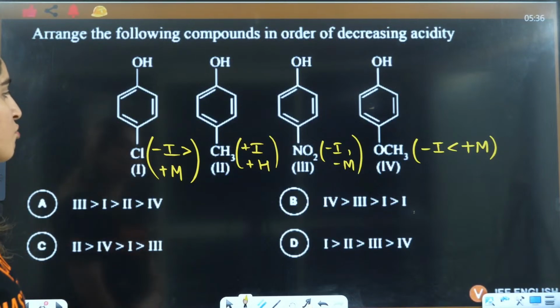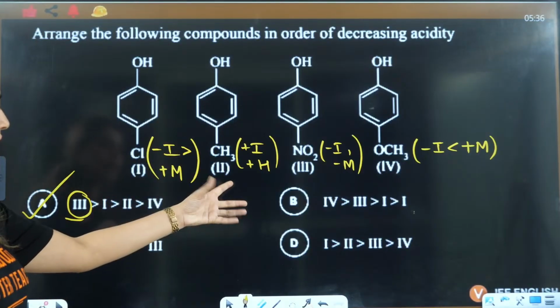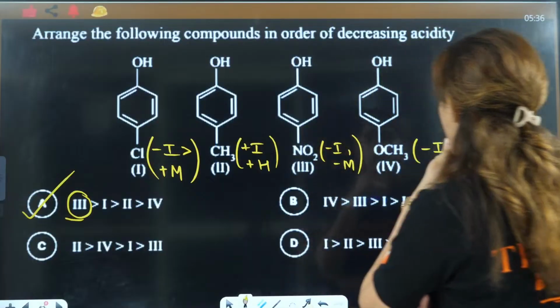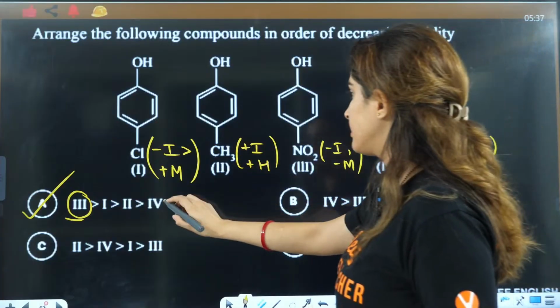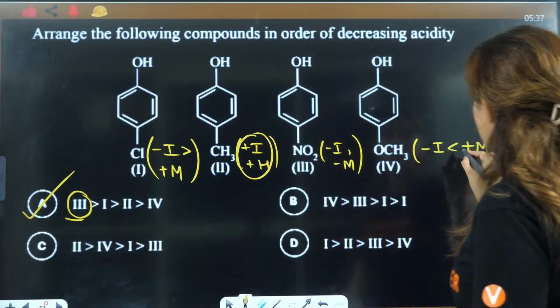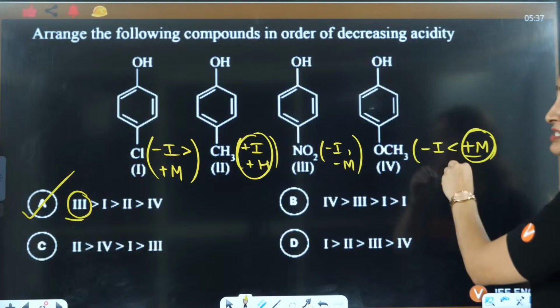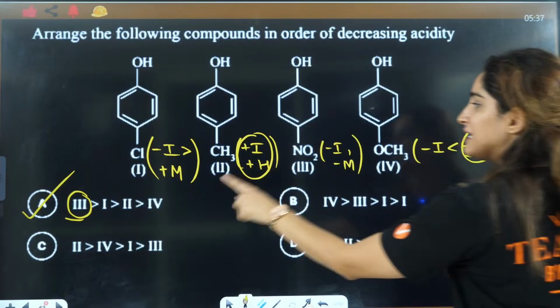If you see this here, the most electron withdrawing is this NO2, so that will be the most acidic. So the answer will be 3, A is the correct answer. After that, let's see which has more electron withdrawing nature. This is donating, so this will be the least acidic. Here you have +I and hyperconjugation. Here the mesomeric effect is donating, and it is obviously more dominating, so this will show more donation and will be the least acidic.